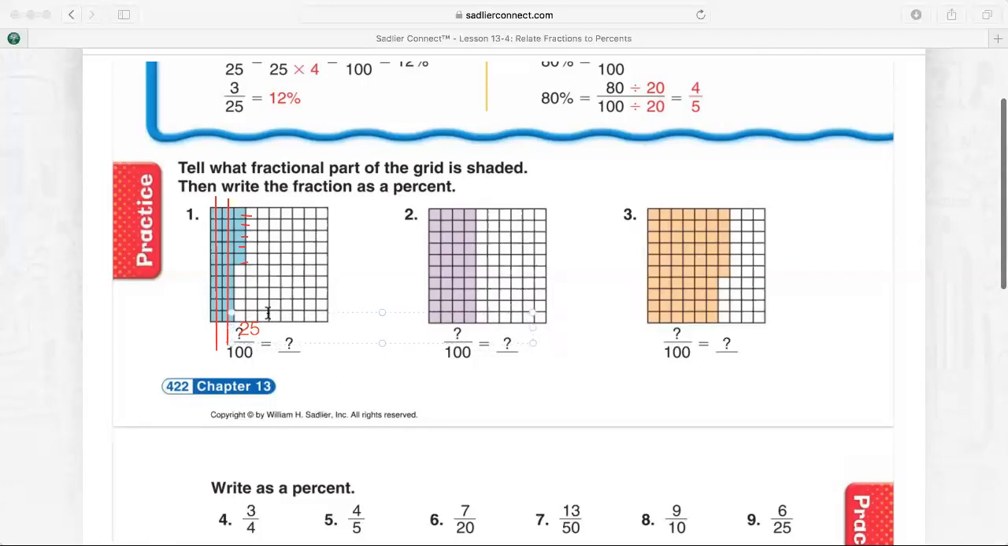The fraction here is what? 25 over 100. So if I want to write it as percent, it is easy to write. Why? Because I have the denominator of 100. So I will write 25 and the percent symbol.